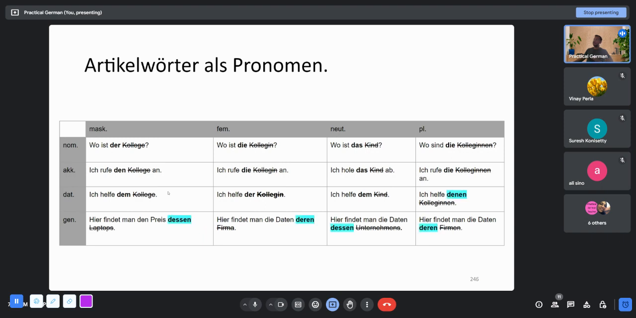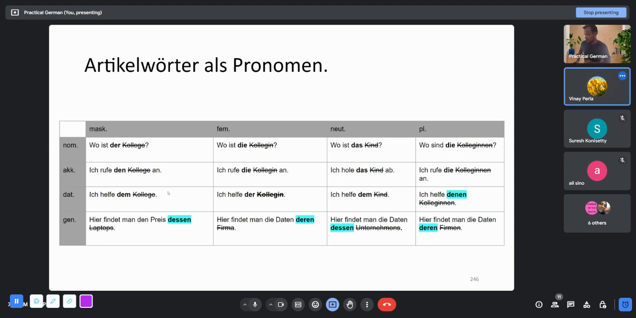And here I am telling you how you can use articles as pronouns instead of using pronouns. How you can use something called Artikelwörter als Pronomen, or how to use articles as pronouns. So, Vinay, one more time, I will request you to read the entries, and don't read what I have crossed out, please. Okay.